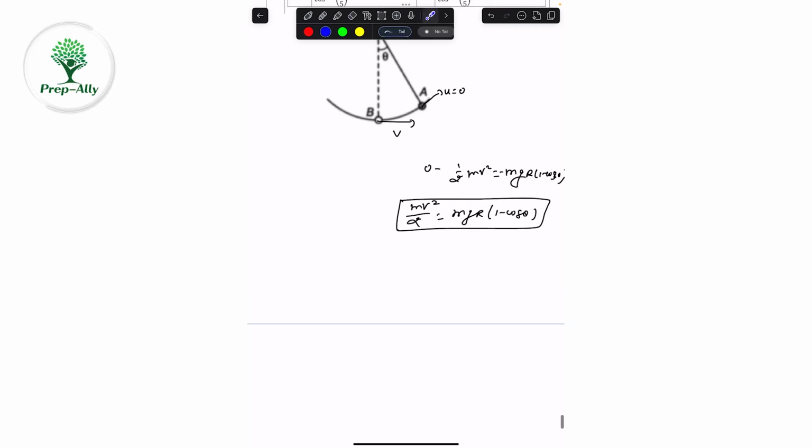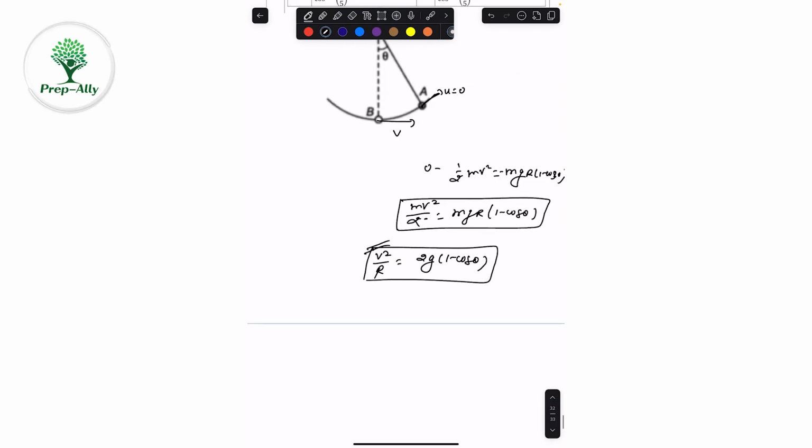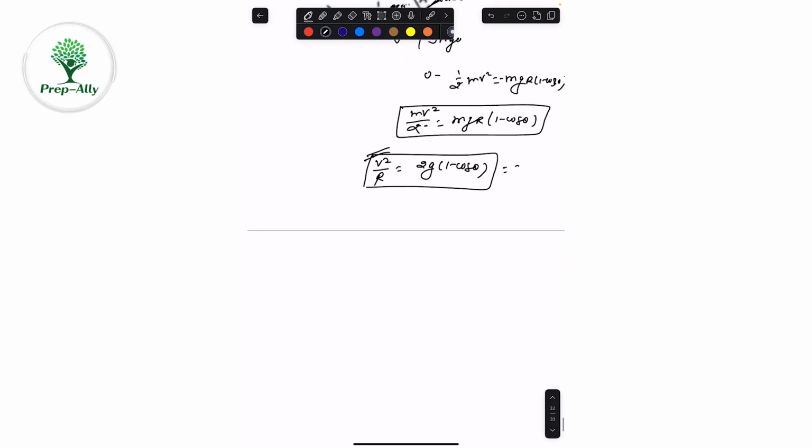Now if I find acceleration at this point, the particle is going with the velocity of v, the radius is r, so centripetal acceleration will be v square by r, which from here will be equal to 2g(1 minus cos theta). Done. At this moment, the particle is not moving, so centripetal acceleration is not available. This angle is theta, so here will be mg cos theta, and in this direction will be mg sin theta. So acceleration at the maximum point will be g sin theta, and they both have to be equal. So 2g(1 minus cos theta) is equal to g sin theta.